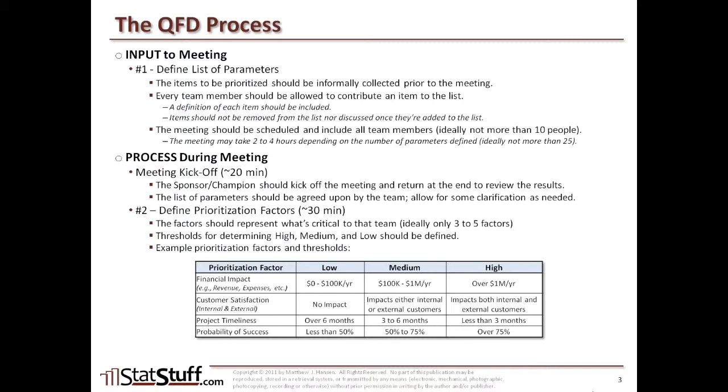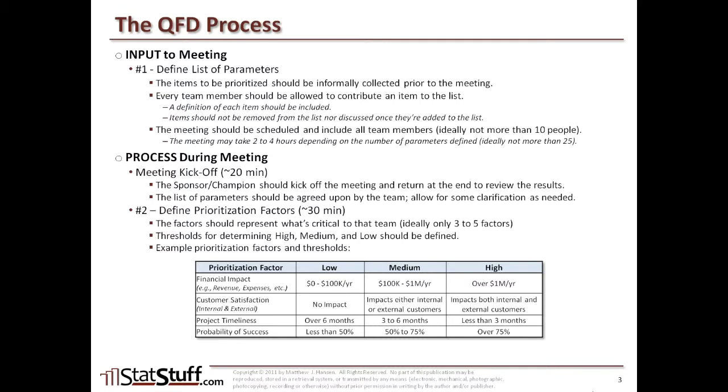Again, here are some other examples: customer satisfaction, or the timeliness for the project or opportunity that you're working, or the probability of success, which gets into kind of the risk. Do you really think this is something you can accomplish or not? Whatever factor you think you might use, as you're comparing one of the items in the list of parameters to another, how are you comparing them, and what would cause one to have a higher priority than another? Those are the kinds of factors you want to identify in here.